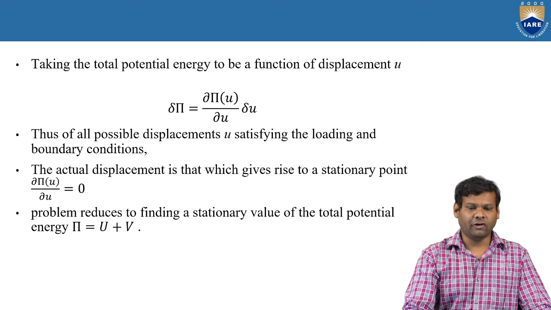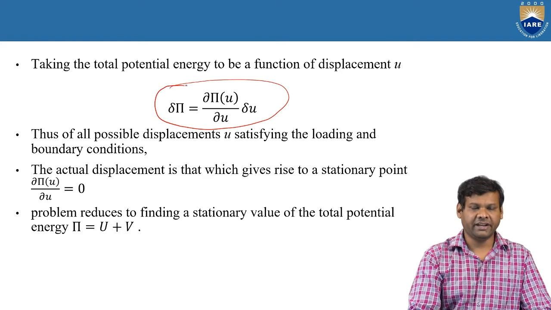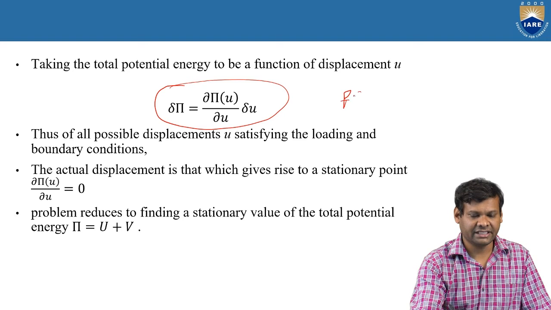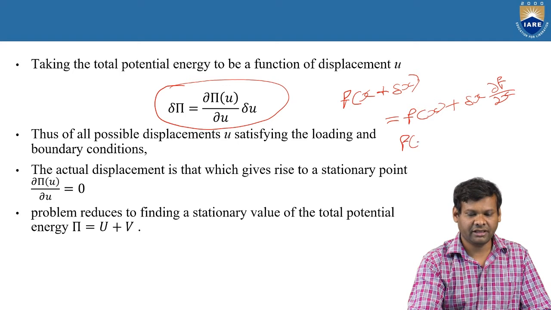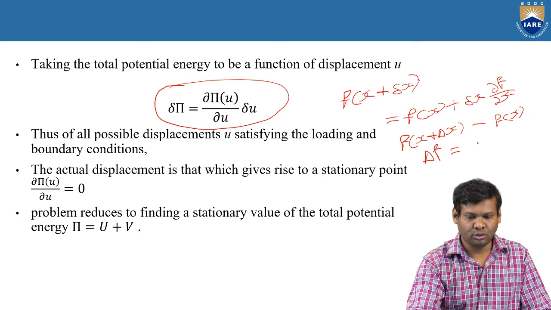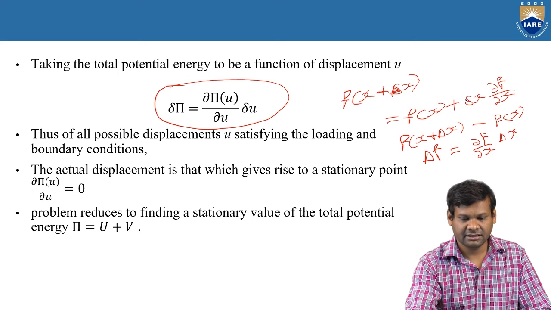Now the following relation holds good. For example, let us take a function f of x, and we increment it by delta x. Using a Taylor series, the quantity f of x plus delta x minus f of x can be written as delta f equal to dou f by dou x into delta x.